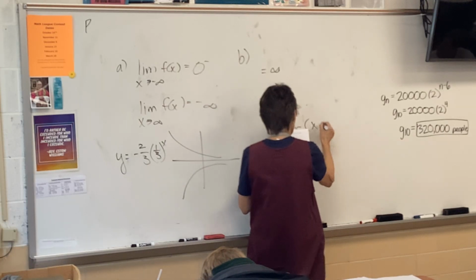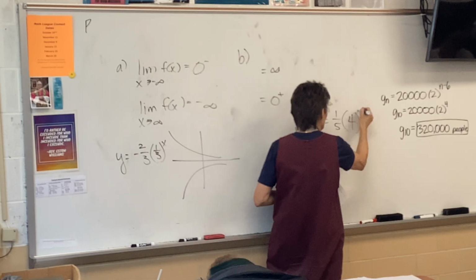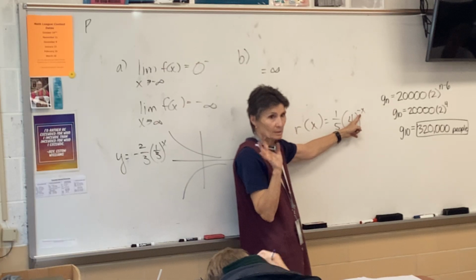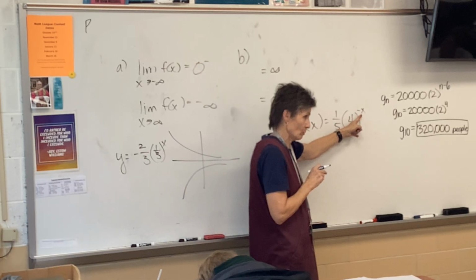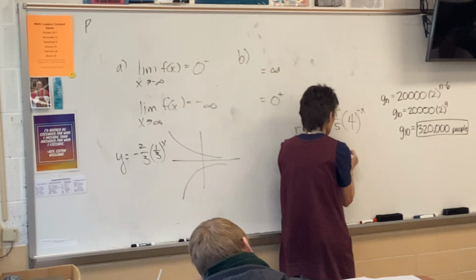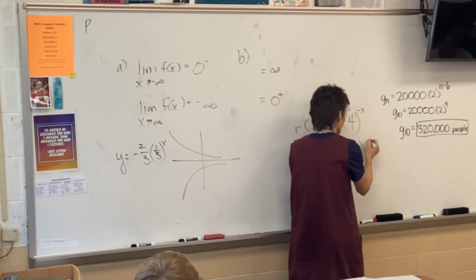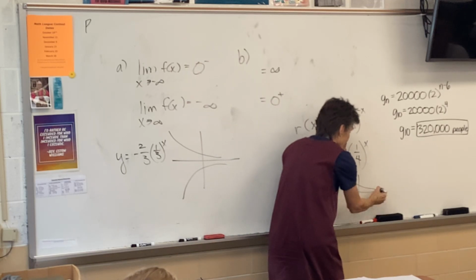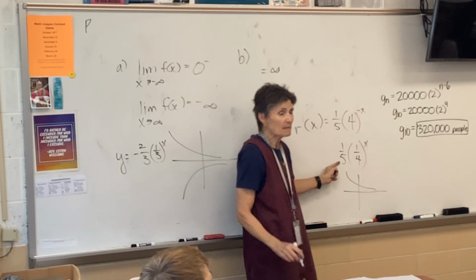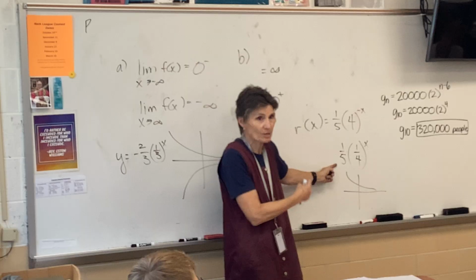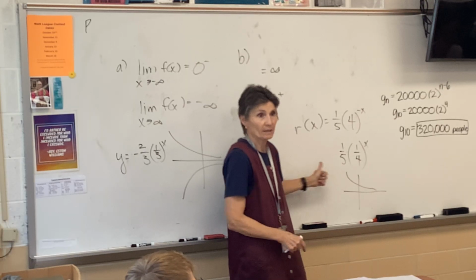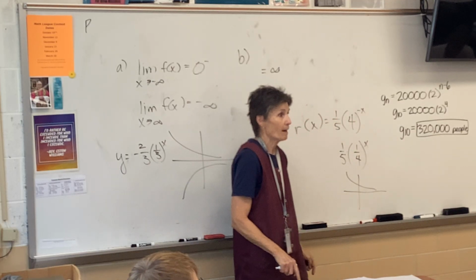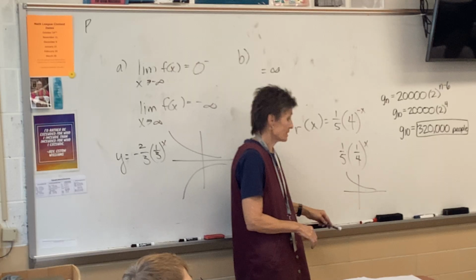All right, and then we have this one. Now, we can't have this conversation with that negative exponent. That has to go. So what does a negative exponent do? Flips it over. So this is 1/5 times 1/4 to the x. Now 1/4 to the x is decay. Putting any positive number in front of it doesn't change that shape. So on the left, positive infinity. On the right, 0 from the top. Does that make sense to everybody?